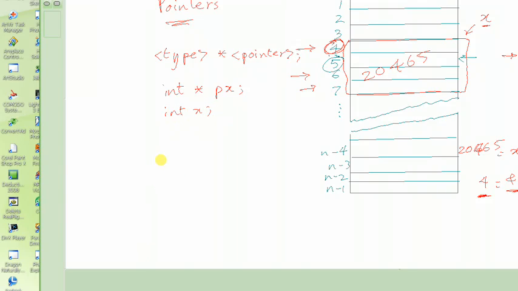declare it like this, and then what you could do is you could say px is equal to the address of x. Now remember, the values that pointers take are the addresses of memory locations. So you can say px is equal to address of x, and what it would mean is that the value of px, now think of visualizing pointers like this.